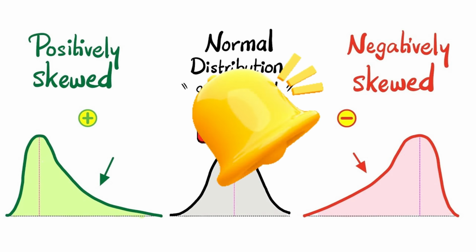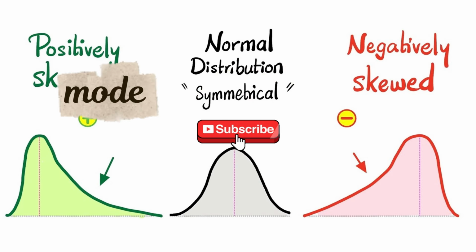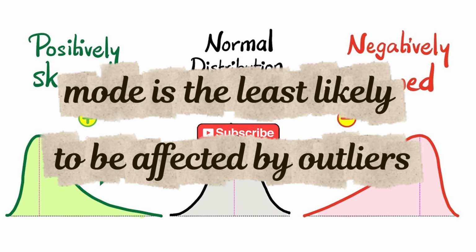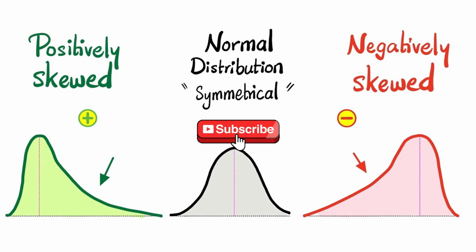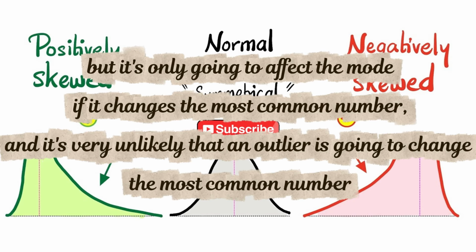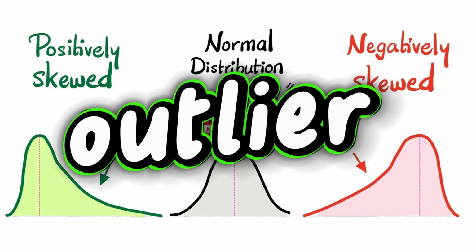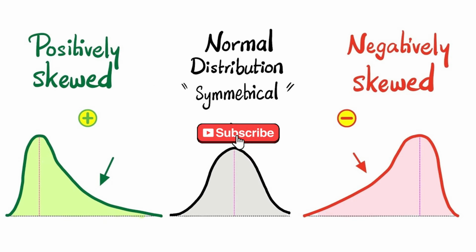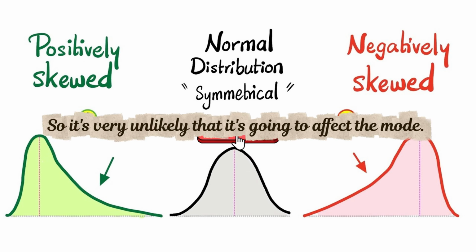And something that's very high yield to know for your exams is that the mode is the least likely to be affected by outliers. When you add an outlier, it means you add one measurement that's very far away from all the others. This will have a slight effect on the mean and the median, but it's only going to affect the mode if it changes the most common number, and it's very unlikely that an outlier is going to change the most common number. That's why it's called an outlier, because it lies out and away from all the other numbers. So it's very unlikely that it's going to affect the mode.